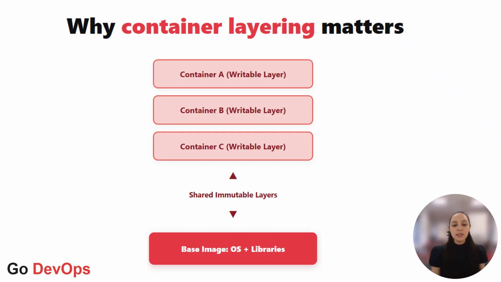And the result is that we have less disk usage because image layers are shared across containers. We have faster image builds since we only need to rebuild the modified layers. And smaller downloads, because when you pull an image, Docker only transfers the layers you don't already have.